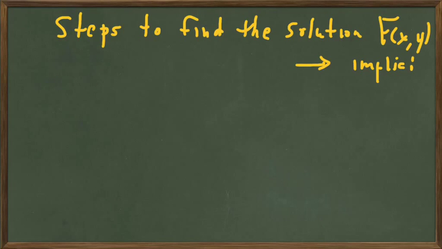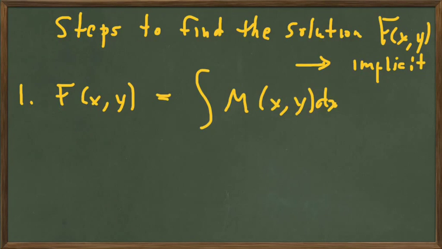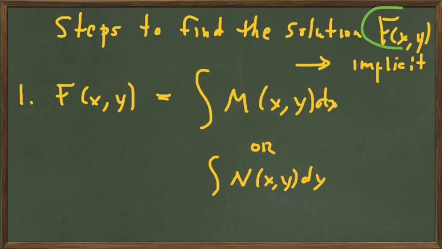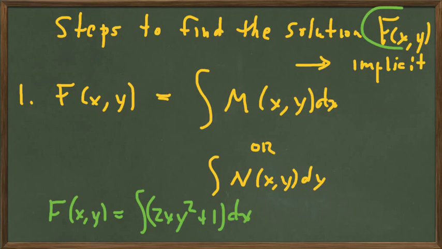So step 1 is to take the first step in finding this f of xy that we're trying to find, and we do that by integrating the M with respect to x, or we could integrate the N with respect to y. In this case we're going to choose this way of doing it, so let's set that up. We're setting f of xy equal to the integral of the M with respect to dx. And here's the M, 2x y squared plus 1.